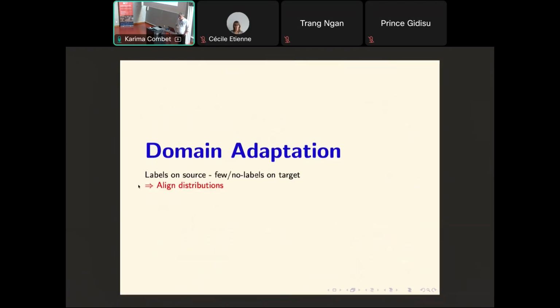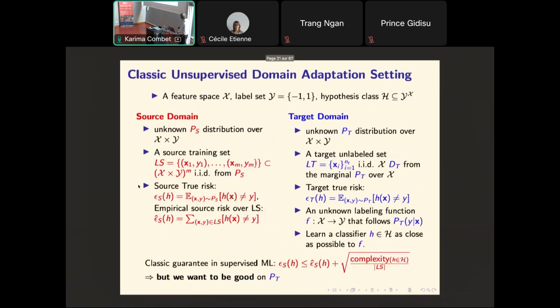Okay. Now we'll focus more on domain adaptation, where we try to align the distributions from source and target. So the setting here is that I will have some labels on the source data and very few or even no labels on target. Okay. Just a setting that will allow me to justify the algorithms later.